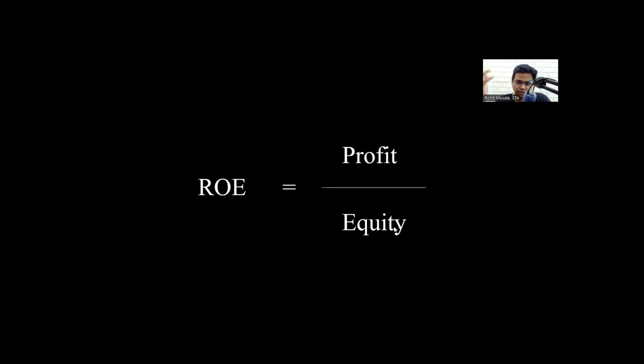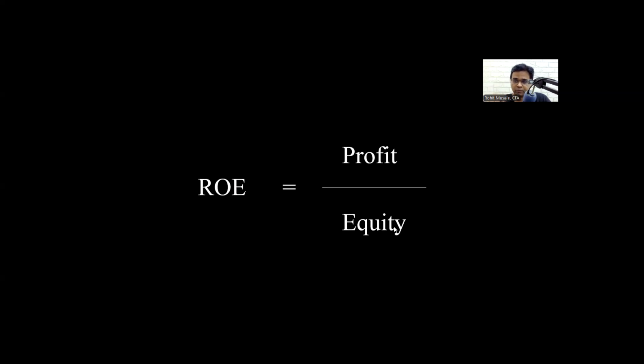So basically, if I put $100 million into a company and the company makes $10 million profit, that's a return on equity of 10%. So how much profit am I getting per dollar of equity that I have invested in the business? That is what return on equity talks about. How efficient, how effective is the business? That is what return on equity talks about.